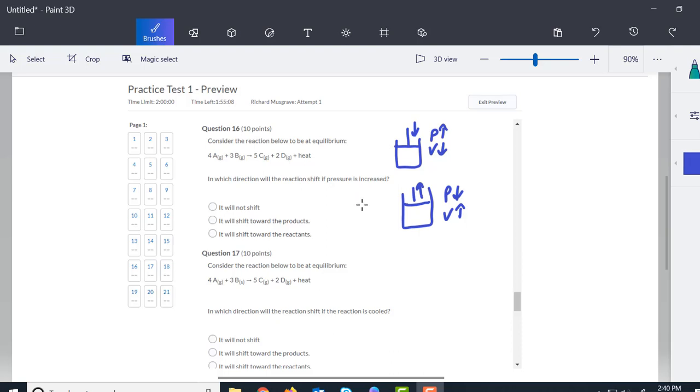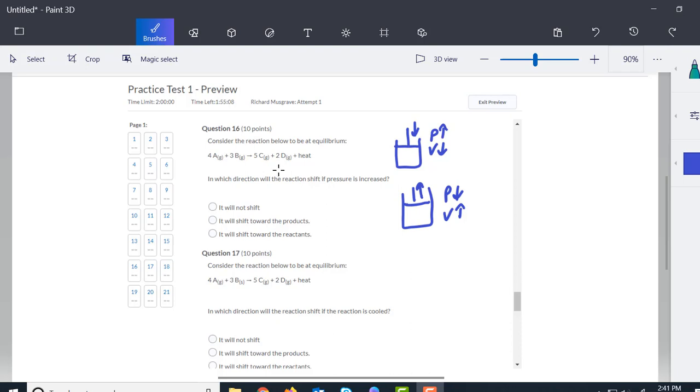So when you've got questions that relate to pressure being increased or volume being increased, or pressure being decreased or volume being decreased, what we're looking at here is the sheer number of gas molecules on each side of the reaction that we're given. Occasionally you will be given reactions where there are solids. Solids are not affected by pressure or volume here. Same with liquids, pure liquids for that matter. So all you're really looking at here are the gas molecules.